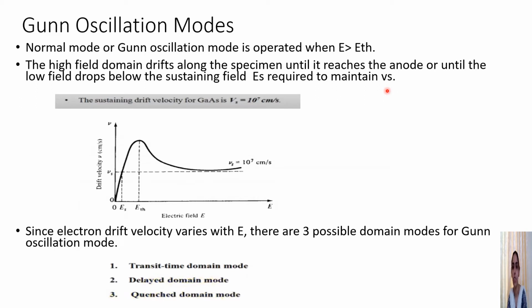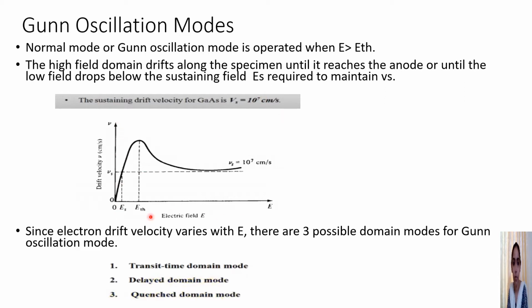Whichever specimen we are considering, we have to consider also an electric field factor, that is a sustaining electric field. So if our electric field goes below the sustaining electric field, our domain cannot be present in the specimen. So the domain can be present only if the field is above the sustaining electric field ES. And remember this particular value, since we are considering our gallium arsenide specimen, the sustaining drift velocity for gallium arsenide is Vs equal to 10 raised to 7 centimeter per second.